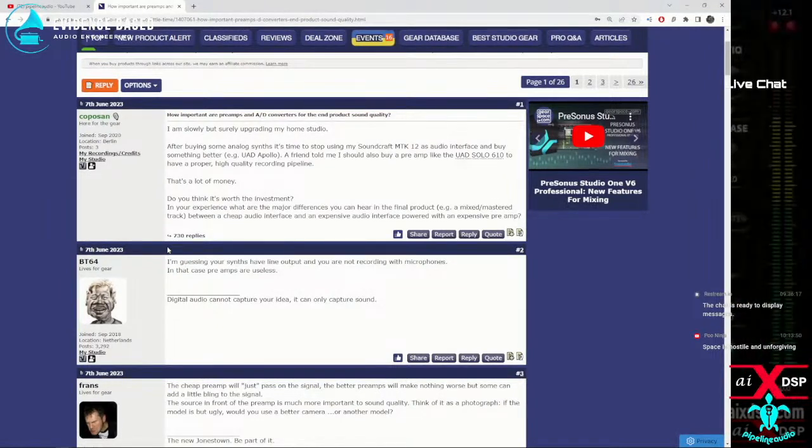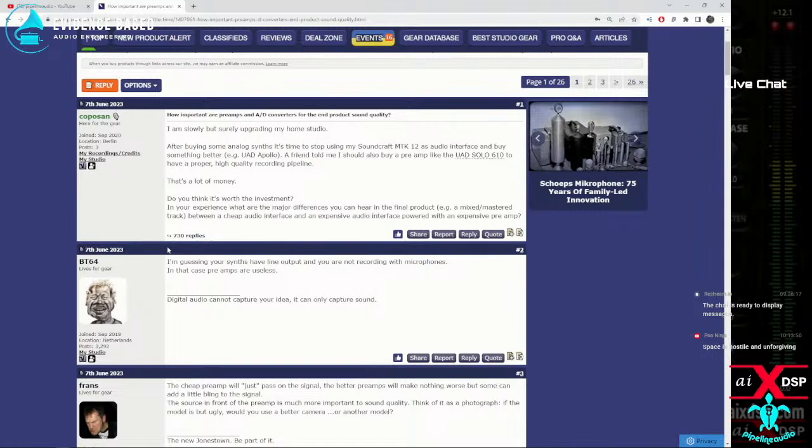He says, I'm slowly but surely upgrading my home studio after buying some analog synths. It's time to stop using my Soundcraft MTK12 as audio interface and buy something better. For example, U80 Apollo. A friend told me I should also buy a preamp like the U80 Solo 610 to have a proper high quality recording pipeline. That's a lot of money. Do you think it's worth the investment? In your experience, what are the major differences you can hear in the final product? For example, a mixed mastered track between a cheap audio interface and expensive audio interface powered with an expensive preamp.